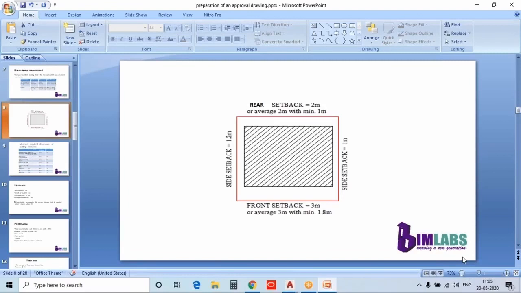Okay, ma'am. The next question is, if we increase the freeboard in a septic tank, is there any problem? No, there is no problem if you increase the freeboard in a septic tank.